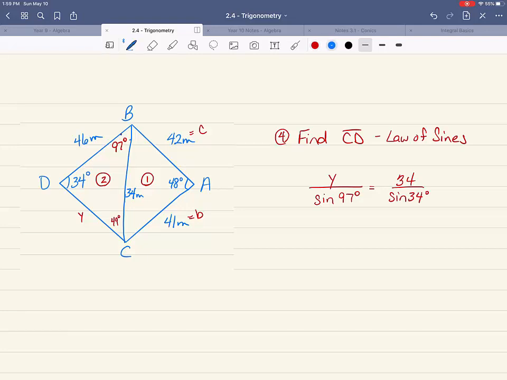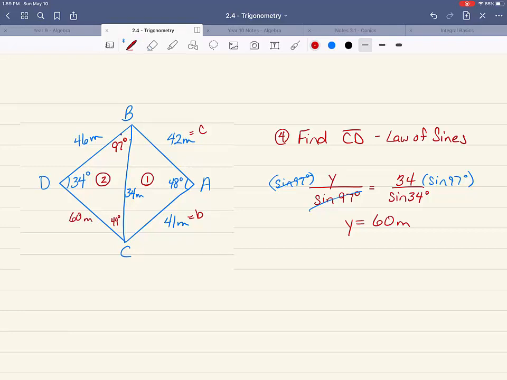We're trying to get y by itself. So we need to move the sine of 97 by multiplying. So we multiply both sides by the sine of 97. When we type that into the calculator, you should get that y is equal to approximately 60 meters when it rounds. So I'm going to change my y to 60 meters.